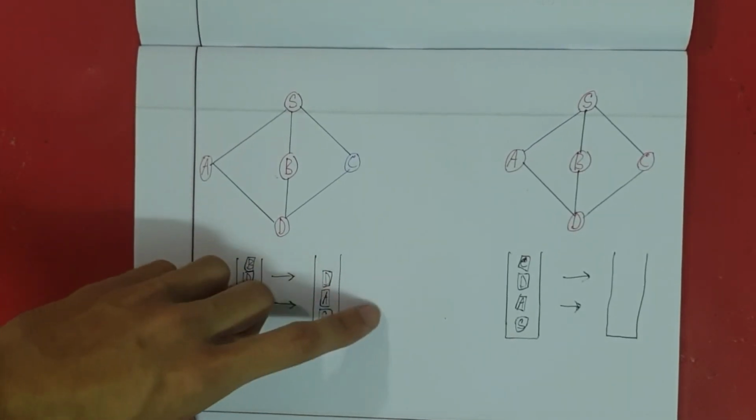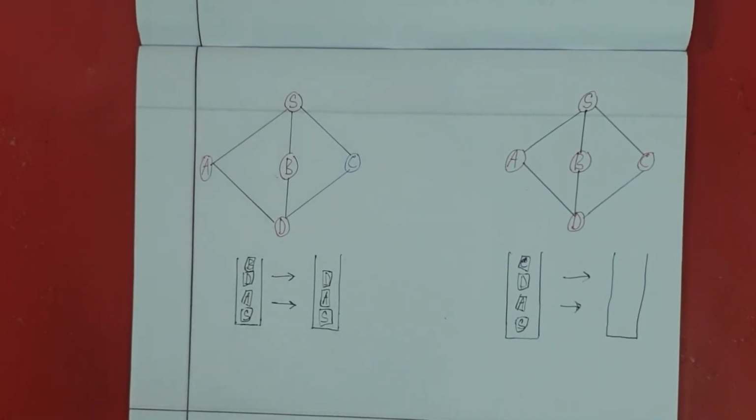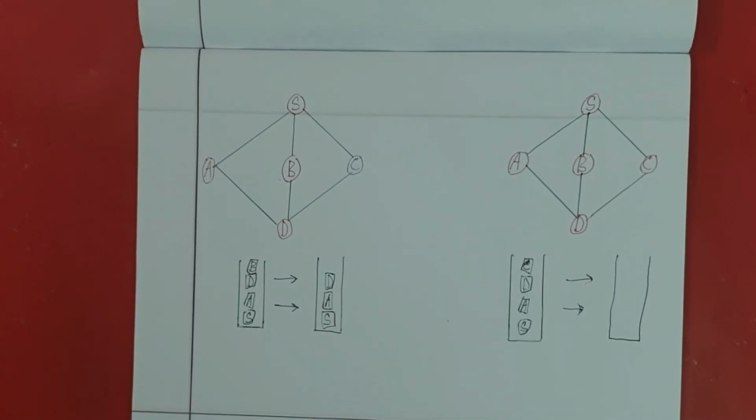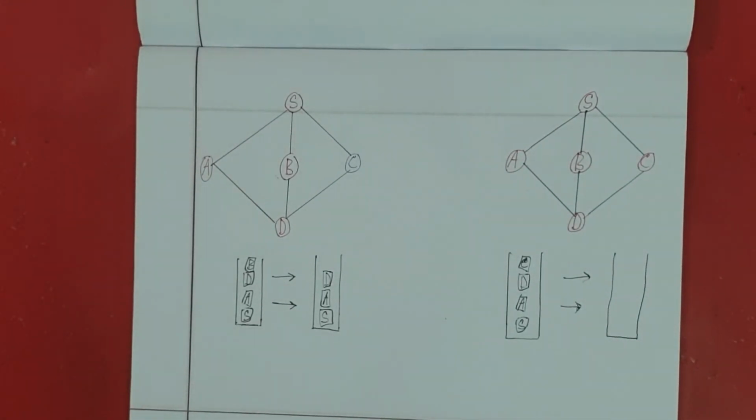So we keep popping the stack until we find a node that has an unvisited adjacent node. In this case, there is none, and we keep popping until the stack is empty.